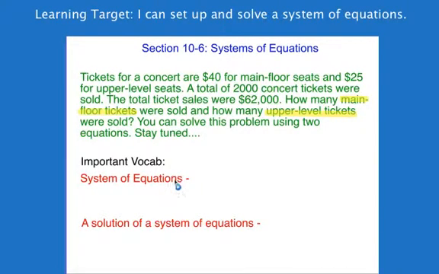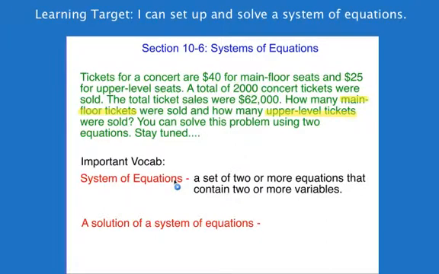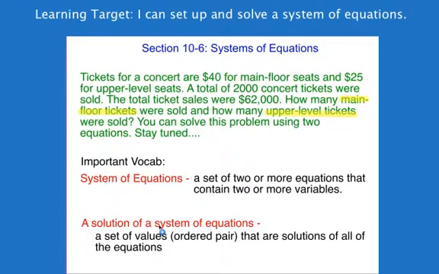A system of equations basically is when I have two or more equations that contain two variables. And a solution for that is when I have an ordered pair or a set of values that I can plug in so that the two sides are equal. So when we write these equations, we're going to use x and y for our variables, and that's going to make it a little bit easier to relate this to the coordinate plane, which is something we'll look at later.